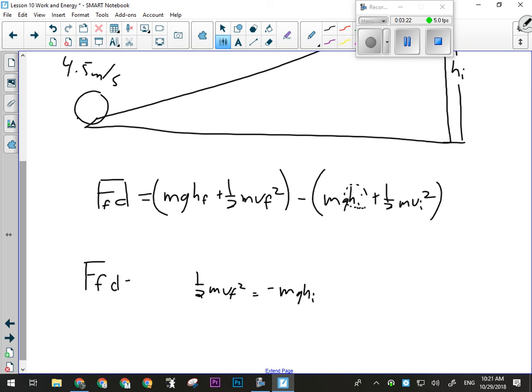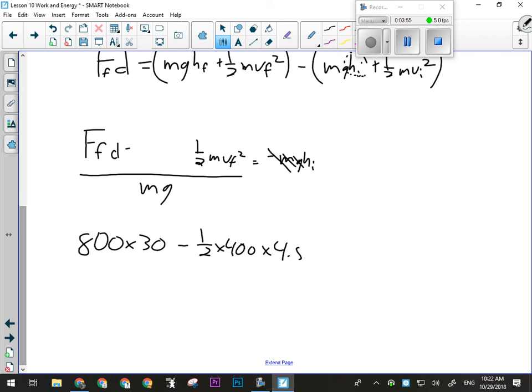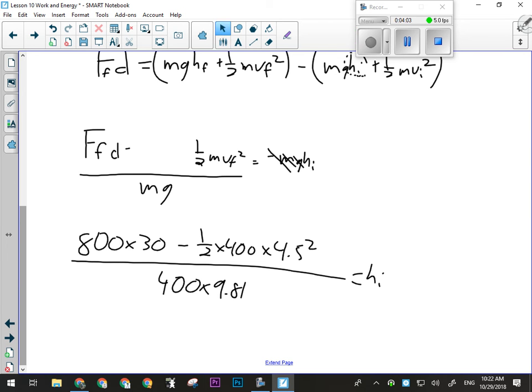Yeah? Okay, so now I'm looking for HI, so I'm going to divide both sides by m times g. That'll get rid of that, and then I should be able to find what I'm looking for. Now, I got to remember here that my work is positive or negative in this case? Negative, because it's the force of friction, it's losing this energy. So when we're plugging in our numbers here, that's going to be 800 newtons times 30 meters minus 1/2 times 400 kilograms, the mass of the rock, times 4.5 squared, divided by 400 times 9.81. And that'll give me HI.